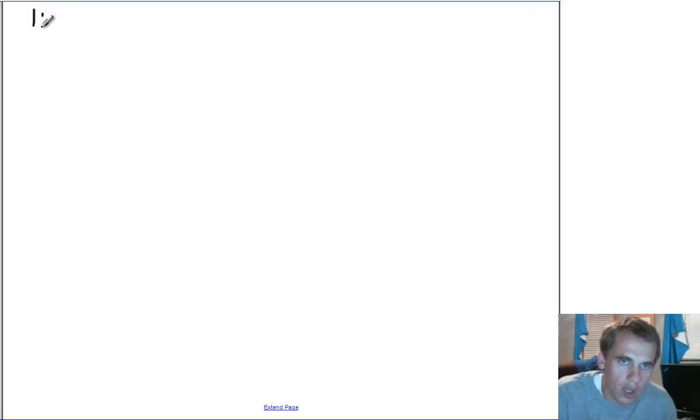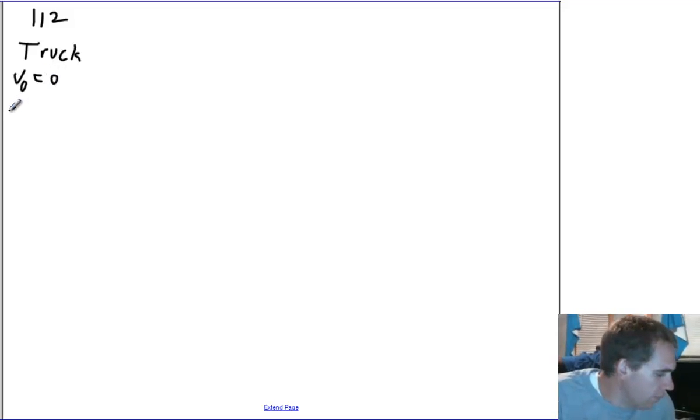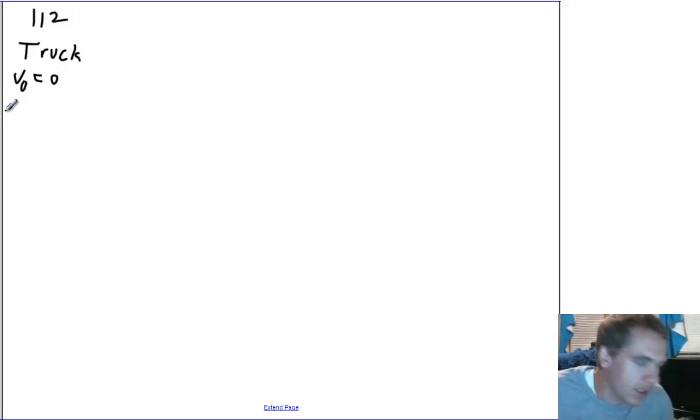This one is a little bit more complex because it's not just one moving object, it's two moving objects. And so 112 says a truck is stopped at a red light. So over here I'm going to list everything I know about the truck. It's stopped at a red light, so its initial velocity is 0. When the light turns green, the truck accelerates at 2.5 meters per second per second.